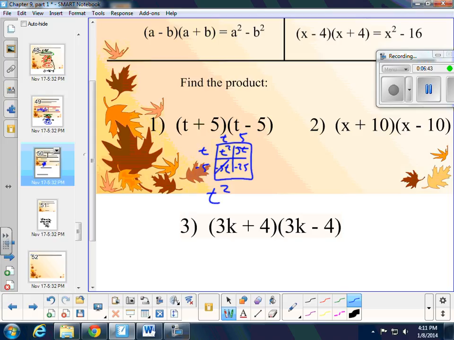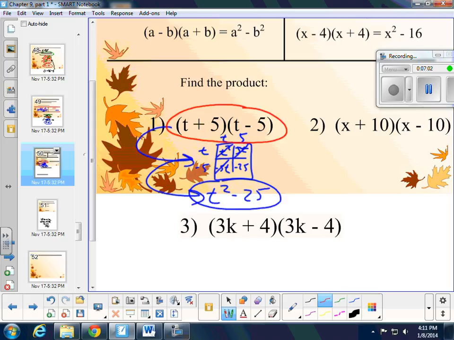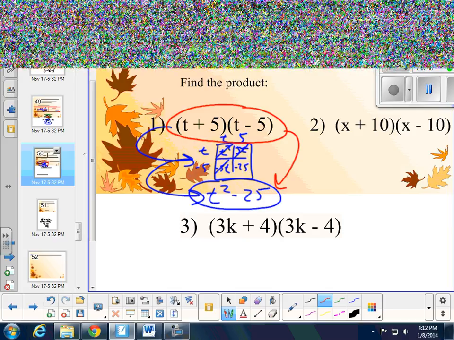But if you can kind of see the pattern here, and you notice it right at the beginning of the problem, ooh, this is t plus 5 times t minus 5. What's always going to happen in these problems is you could do the first one squared minus the second number squared.